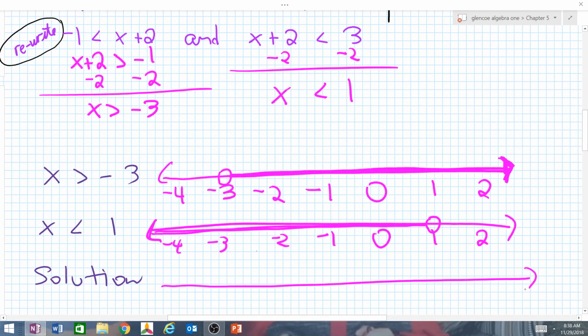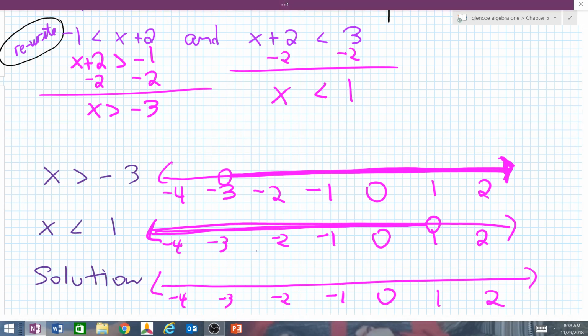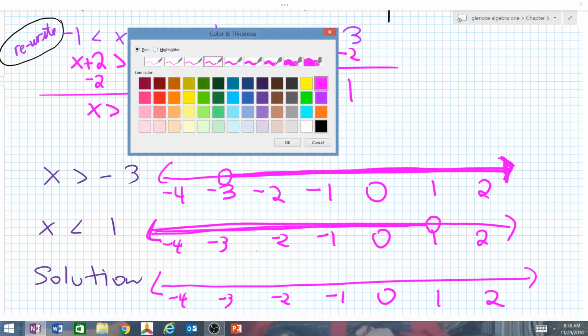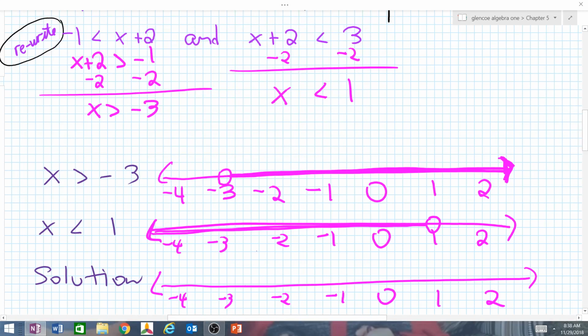And now my solution. Here's my number line. And so now I'm going to draw my dotted lines. My dotted lines represent my boundaries. Are you with me?